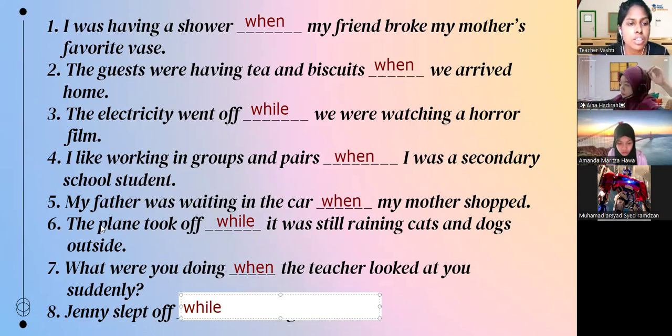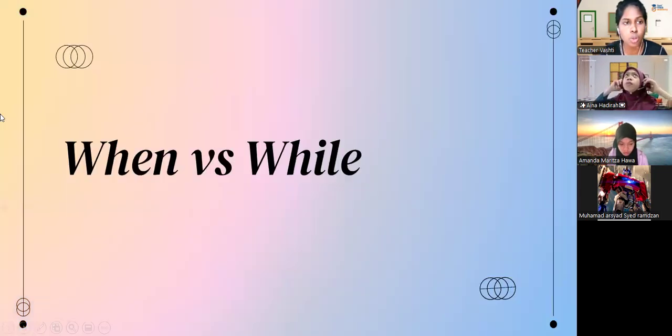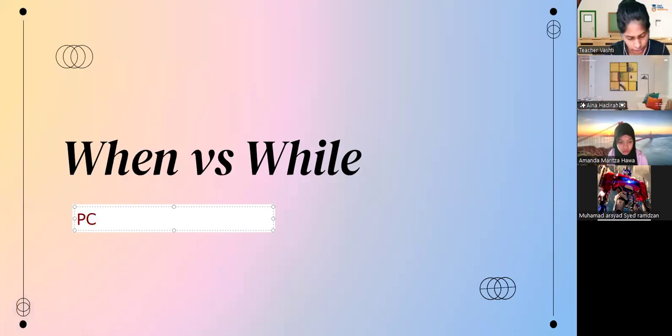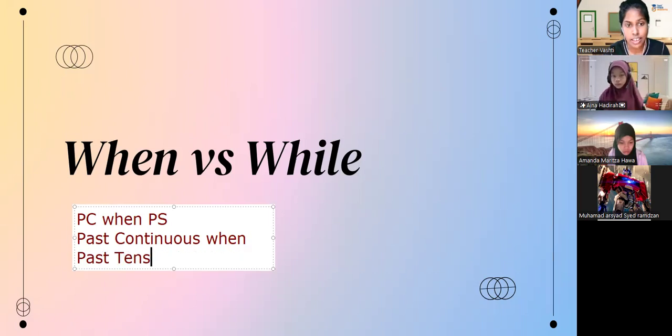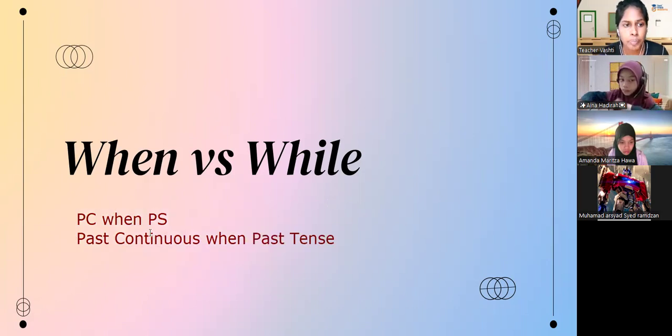Did you get all your answers correct? Yes. For those who don't remember, kalau PC pakai cantik when pergi sekolah. PC is past continuous, when past tense. This is your formula. Jika while, kamu terbalikkan sahaja. Okay? Now, that is when versus while.